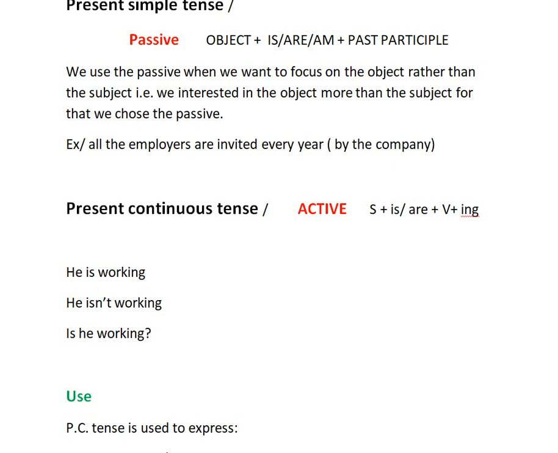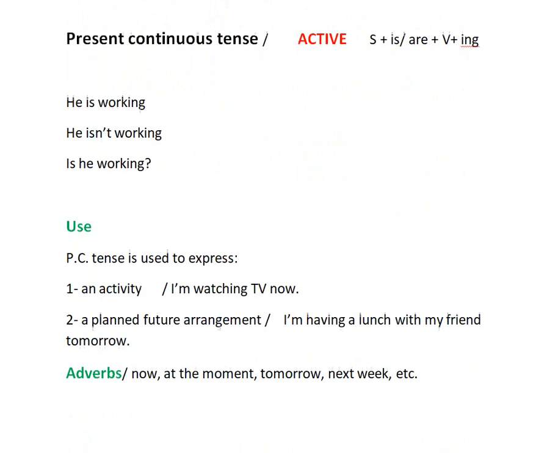And you should pay attention. For example, if the subject is he or she or it, we can use is. But if the subject is they, we, I, you, we should use are. For example, I'm writing. When can we use the present continuous tense?